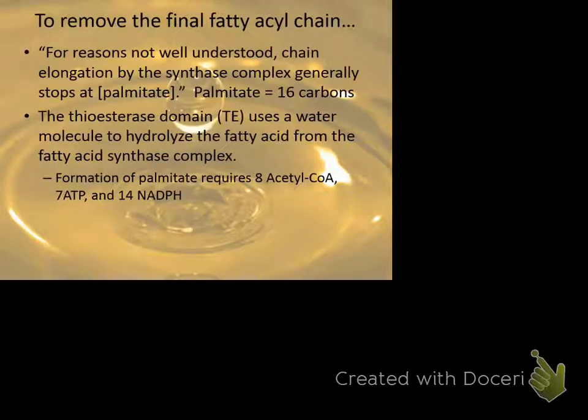Okay, so now we made our fatty acid. And so just to make that palmitate, it requires 7 ATPs to activate to make the malonyl group. And then it's going to require 8 acetyl-CoAs and 14 NADPHs.